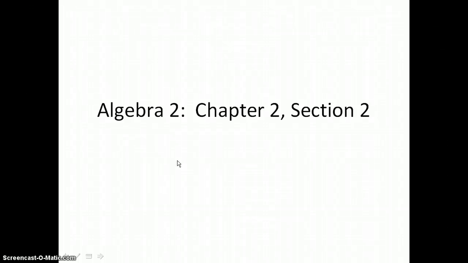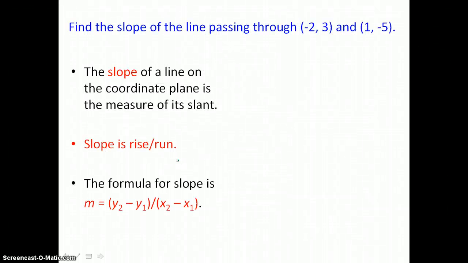Chapter 2, Section 2. The slope of a line on the coordinate plane is the measure of its slant. So let's take a look at a line on the coordinate plane, a line in general.